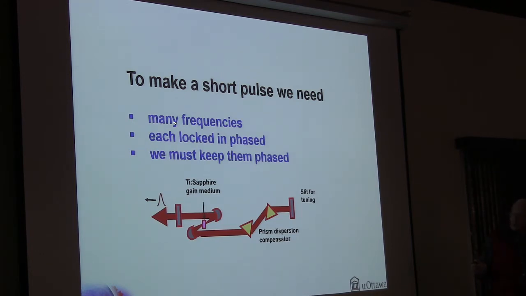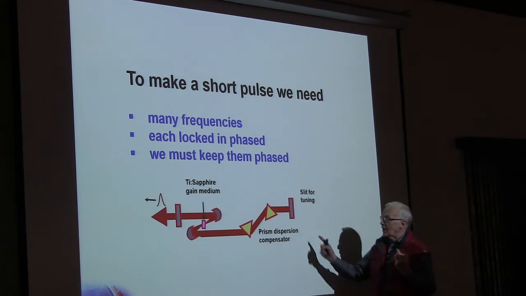So we need three things. We need many frequencies, a large bandwidth. We need a spectral bandwidth that's big. We need each phase or each frequency locked to the others, kept in phase with the others. And we must not only get them in phase, but as they propagate around in the cavity, we must keep them in phase.